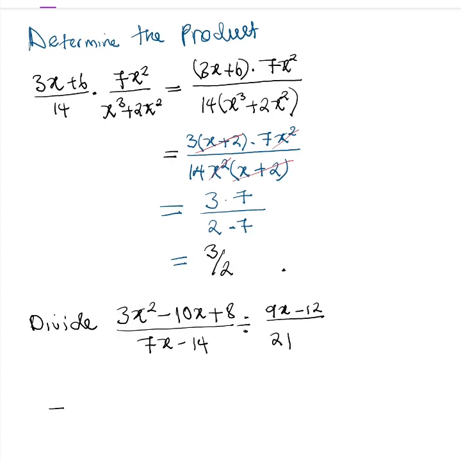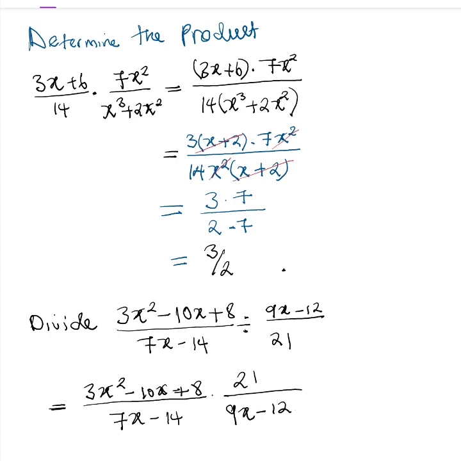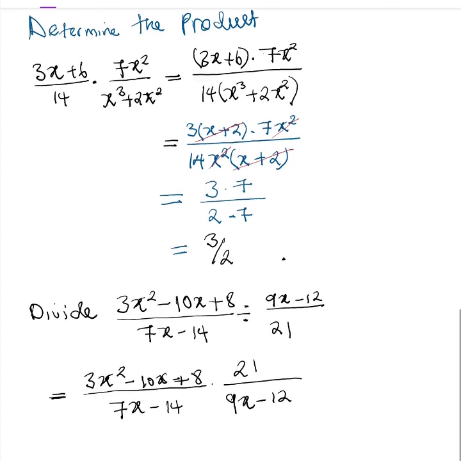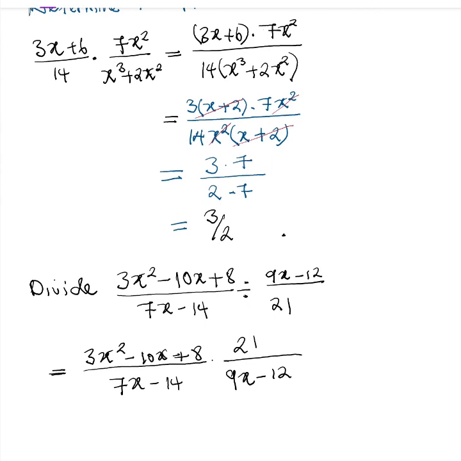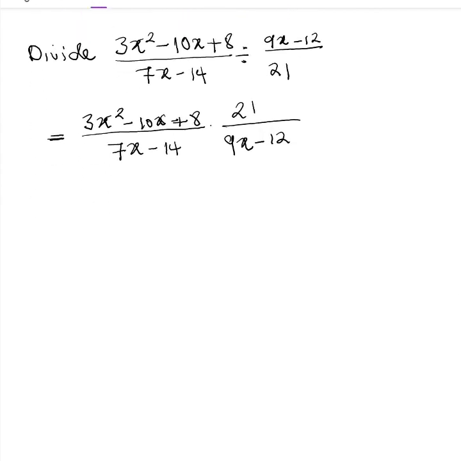The next one is 3x squared minus 10x plus 8 over 7x minus 14, divided by 9x minus 12 over 21. So first step, change the division to multiplication by taking the reciprocal of the second one. So this becomes 3x squared minus 10x plus 8 over 7x minus 14, multiplied by 21 over 9x minus 12.